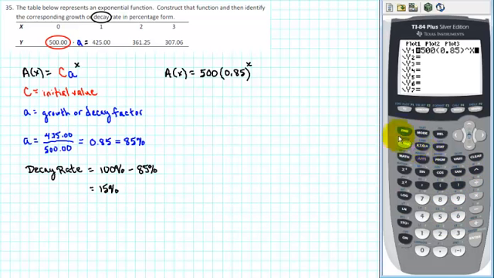Go to table set to set up a table, second window. Make sure that table start is at 0 to correspond with the first x value in our table. And make sure that the table increment is 1 since the x values are going up by 1. Leave the independent and dependent variables on auto, and then go to the table, second graph, and you can compare the outputs: 500, 425, 361.25, 307.06. They're all the same, so we know that we came up with the correct function.